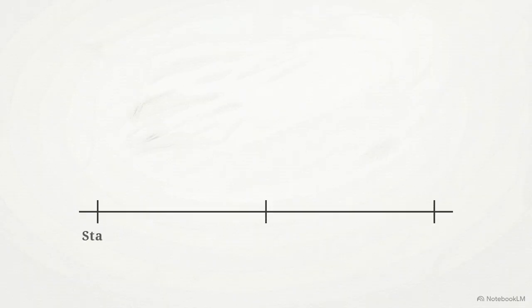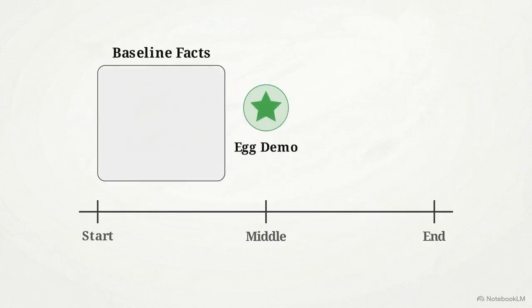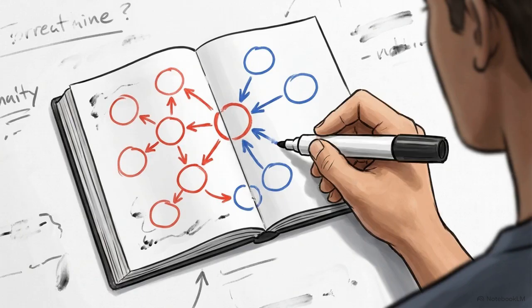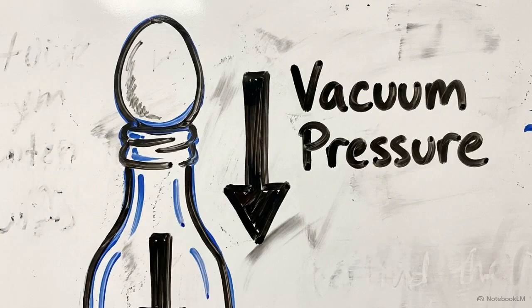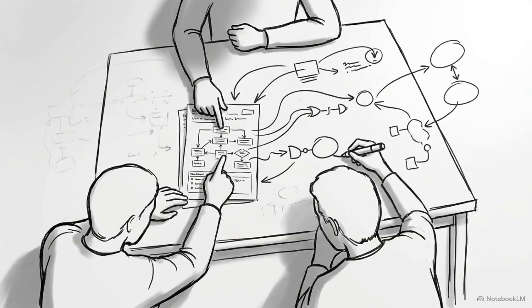To extract the cognitive value, you must adjust the sequence. Establish the baseline facts first. Warm air expands, and cooling air contracts to form a vacuum. Delaying the demonstration until after this factual review forces the brain to apply its recent knowledge. Students move from observation to prediction, using those established facts to explain why the egg moves. This shift in timing converts the experience. A moment of passive awe is replaced by a targeted exercise in scientific analysis.